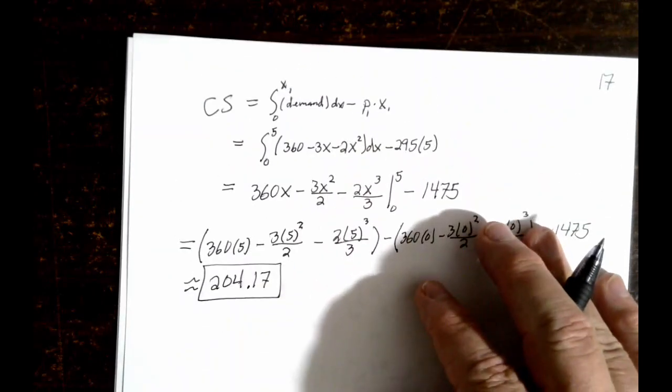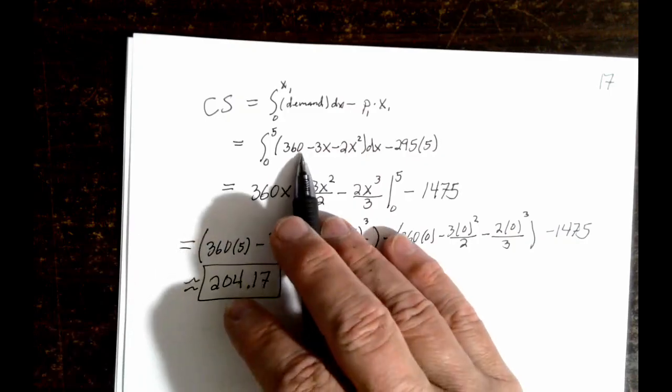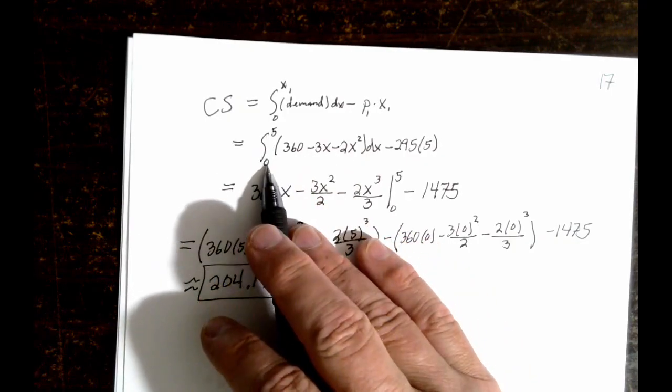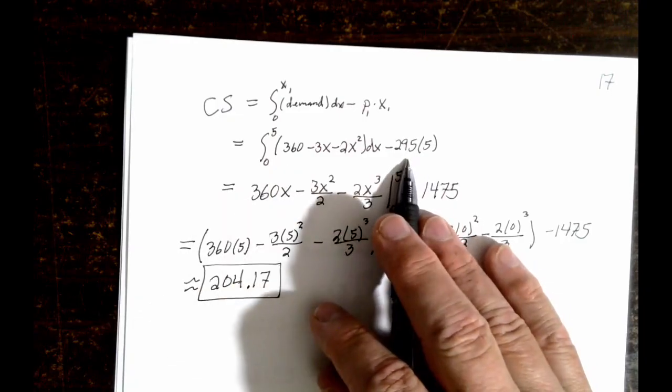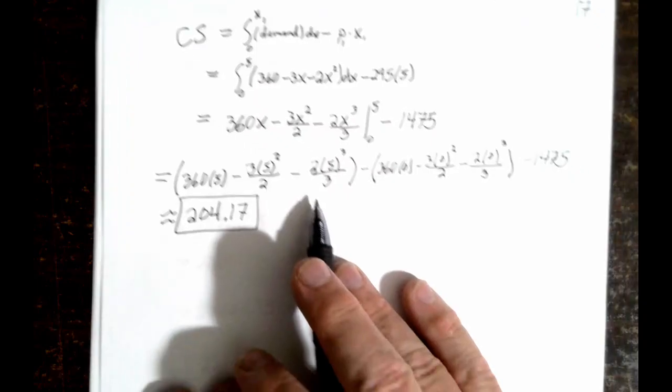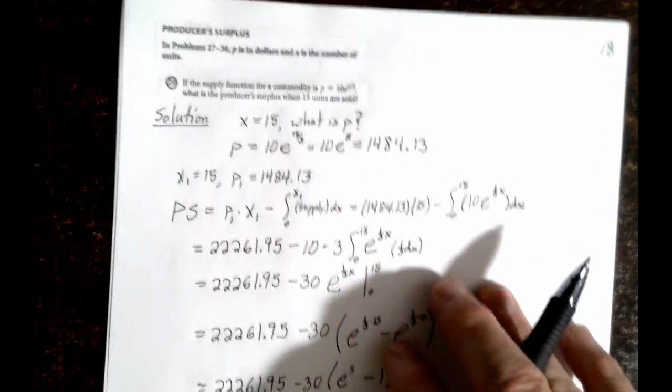So what is our consumer surplus? We take the demand function from 0 to 5, which is our x, and subtract p times x. We integrate, plug in 5 and 0 and subtract, and we get 204.17.